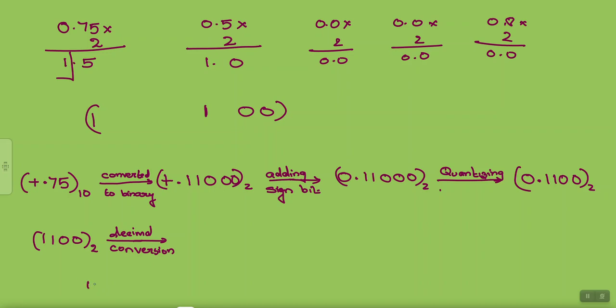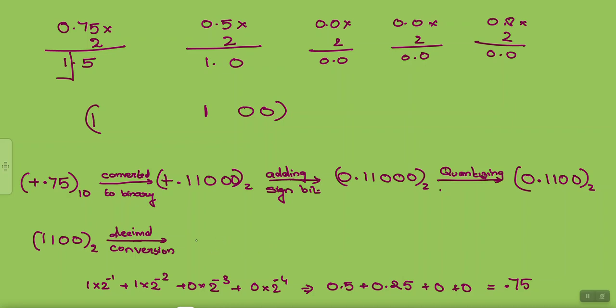That is 1 into 2 power minus 1 plus 1 into 2 power minus 2 plus 0 into 2 power minus 3 plus 0 into 2 power minus 4, that is equal to 0.5 plus 0.25 plus 0 plus 0, that's equal to 0.75 to the base 10.